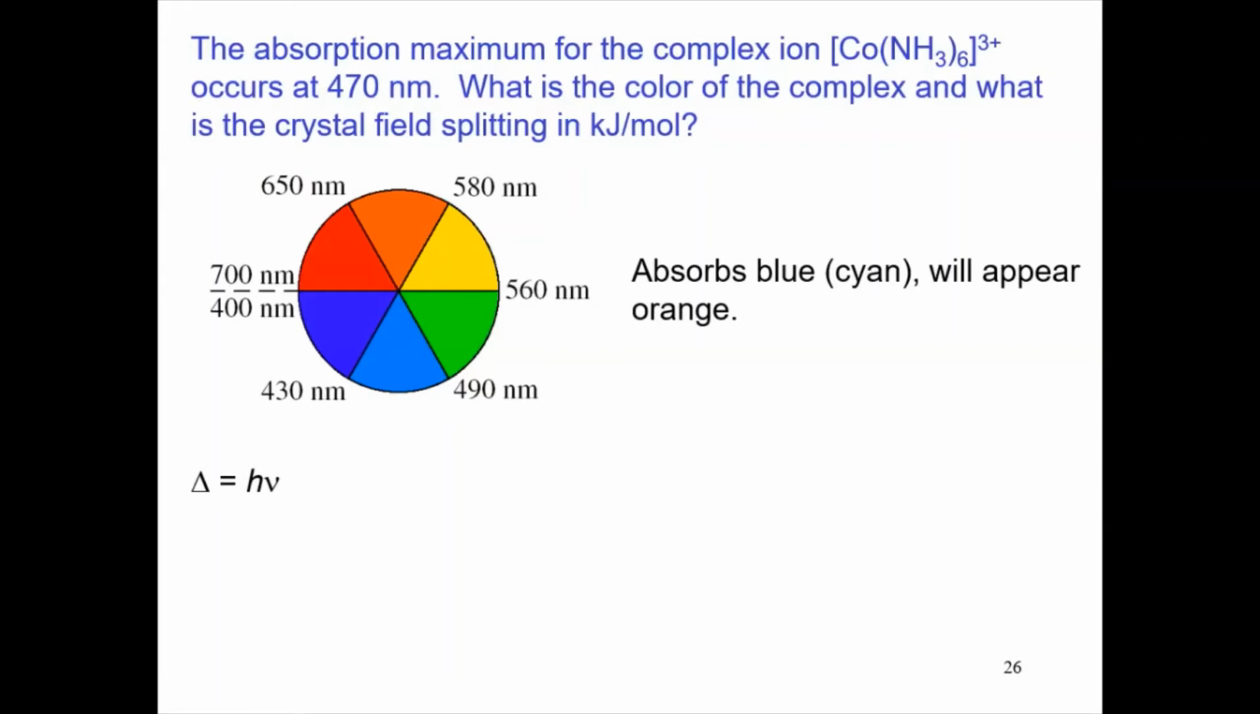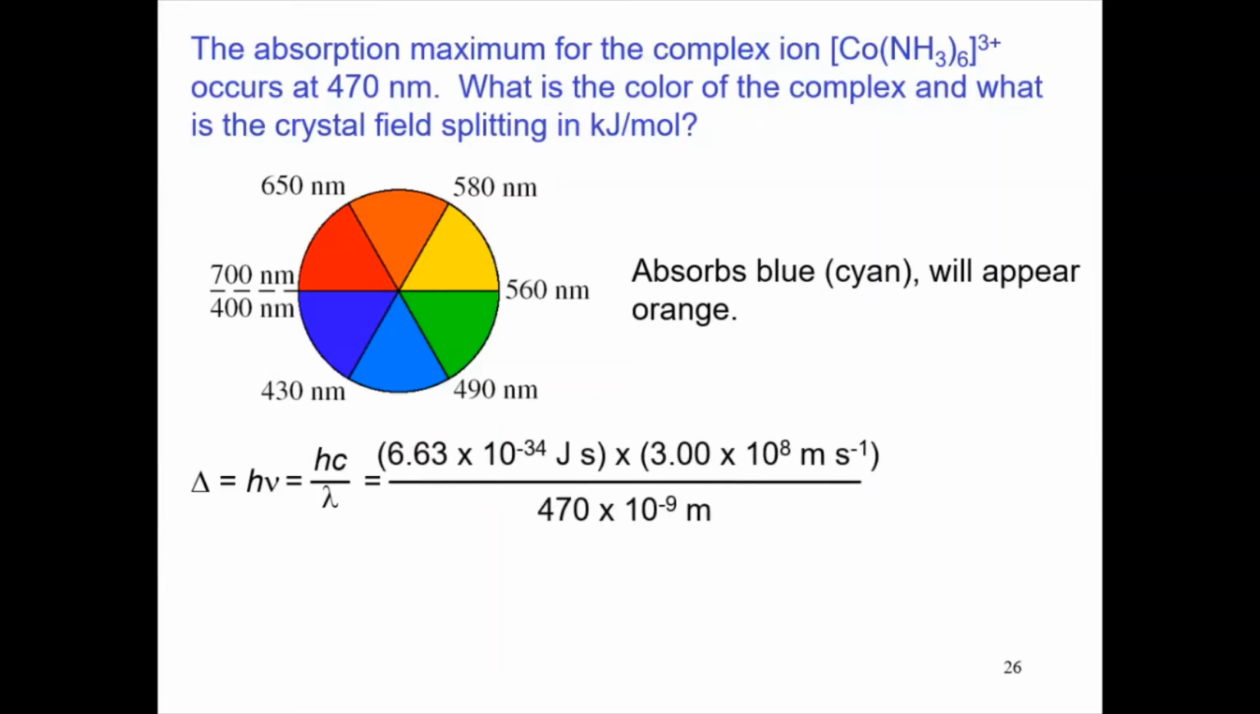Okay, so remember, the crystal field splitting is whatever that photon of energy was able to provide. So it's Planck's constant times the frequency. But since they gave us the wavelength, let's go ahead and convert that frequency into speed of light divided by the wavelength. h and c are both constants. You can Google them, or you can find them in your book in one of the appendices or somewhere in there.